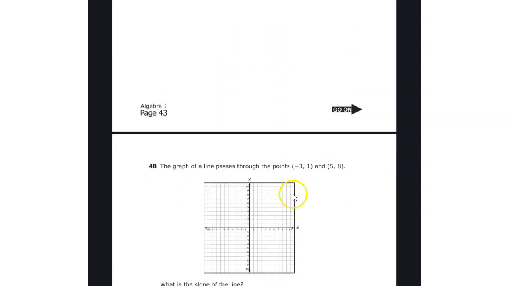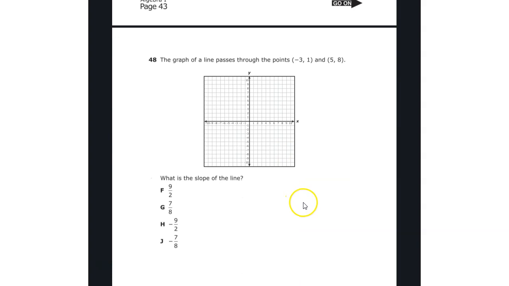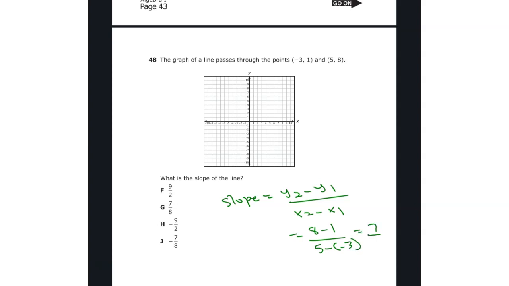Number 48. The graph of a line passes through the points negative 3, 1, and 5, 8. What is the slope of the line? So slope is y2 minus y1 over x2 minus x1. So let's go ahead and figure this out. This is 8 minus 1 over 5 minus negative 3. So this is 7 over 8.